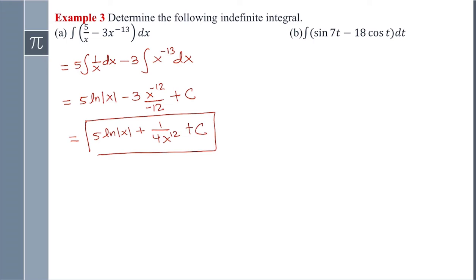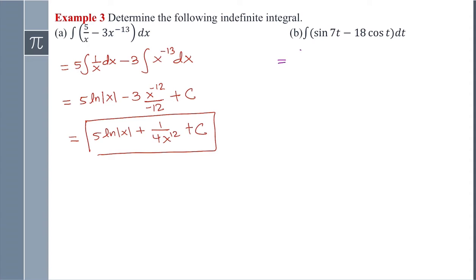Similarly, if we look at the formula, the integral of sine ax is negative 1 over a cosine ax. The derivative of cosine x is negative sine x, but the integral of sine ax is the opposite. So the integral of sine is negative, the derivative of cosine is negative. We really have to be careful with this formula because it is very easy to get confused with the derivative.